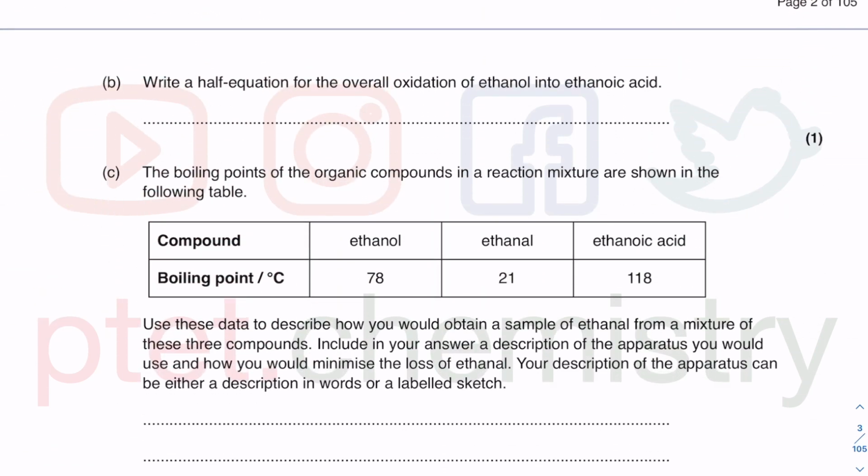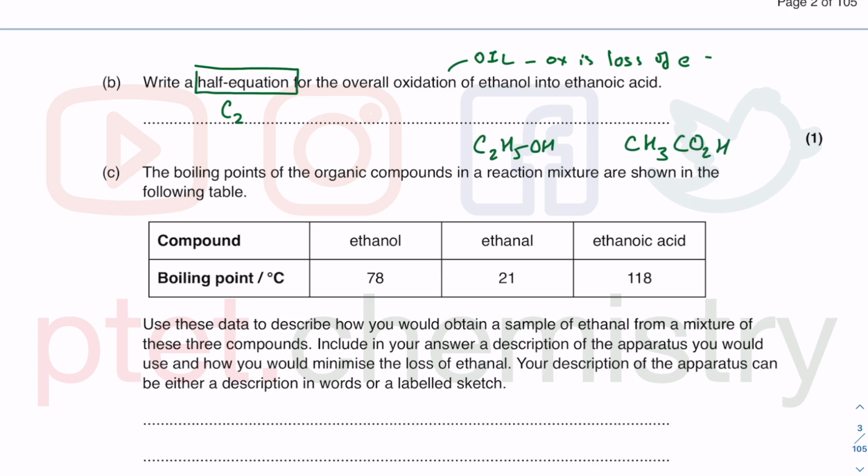And what else do they want? They want you to write a half equation for the oxidation of ethanol into ethanoic acid. So this is oxidation. Oxidation is loss of electrons. In this kind of question, it's probably easier if you use molecular formula. So in ethanol, we know it's C2H5OH. In ethanoic acid, we know it's CH3CO2H. I'm just going to use C2H6O. It's easier to balance the equation this way because we're just looking at the atoms. So that's C2H4O2. I know I must lose electrons. So the thing on the left must lose electrons to go to the right.